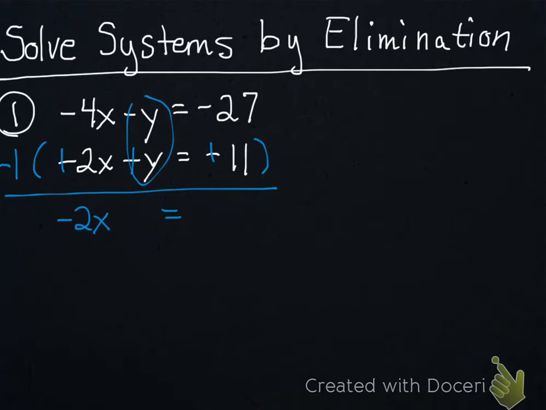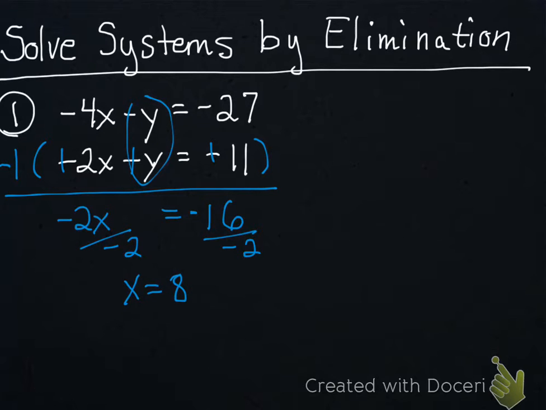Then I have -27 minus 11. Okay, so 7 minus 1 is 6, 2 minus 1 is 1. That gives me a -16. Now my x is by itself. I can divide by that -2 on both sides and solve for x. X equals 8. Last step.